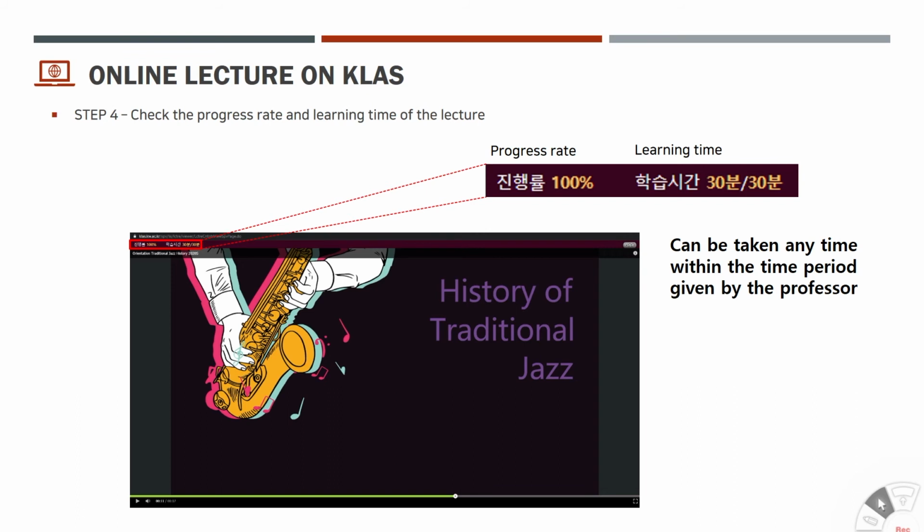On the top left bar, you will see 2 things. The first thing is the progress rate of the video, and the second thing is the learning time. In order to verify your attendance at 100%, you need to watch the video until it gets to 100%. And the second is the learning time.